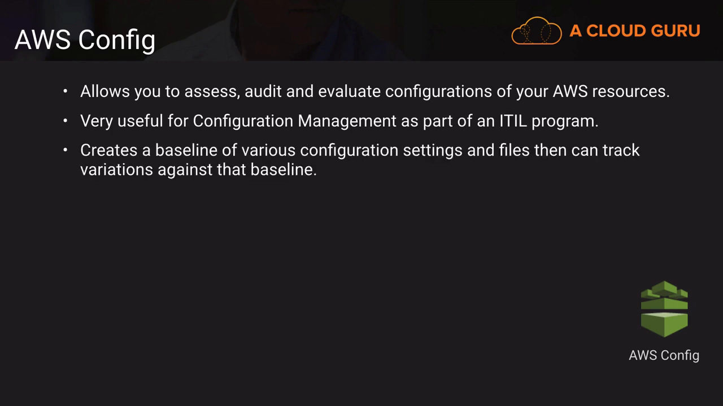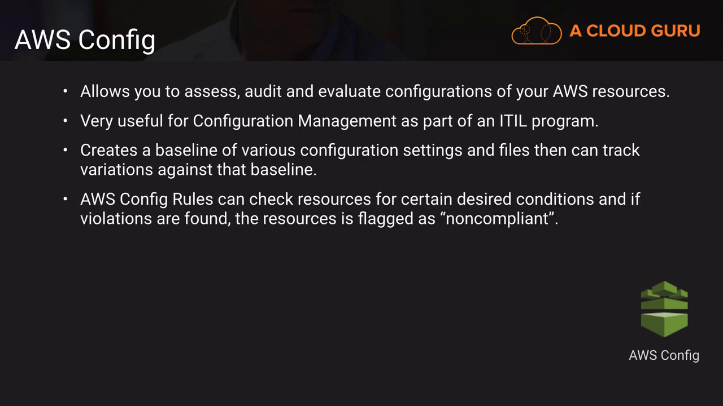It creates a baseline of various configuration settings and files on systems and then tracks variations against that baseline over time. So if I were to go out on my Linux system and make an entry into the fstab file, for example, then that could trigger an alarm or something to occur that notifies somebody that, hey, there was a change on this. And if I made that change without following the proper processes, then I could probably get in trouble. So ordinarily that would be very difficult to detect manually, but AWS Config automates that.